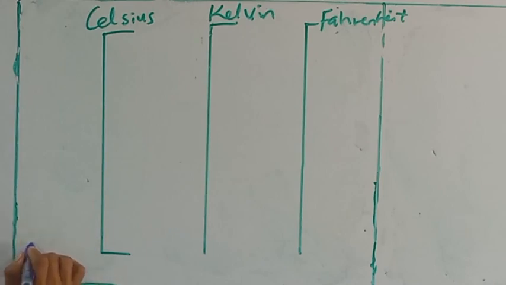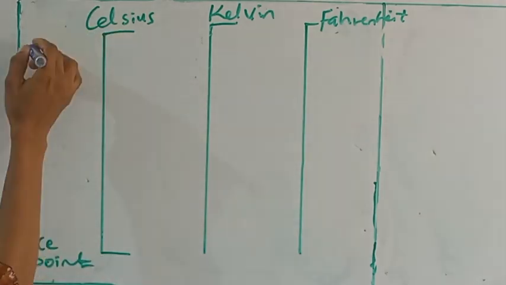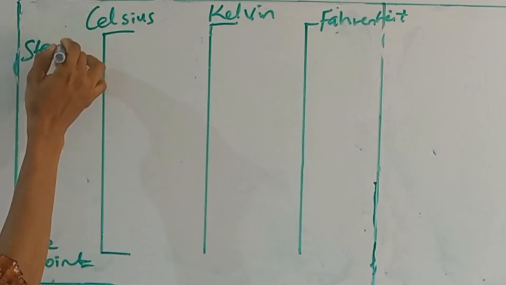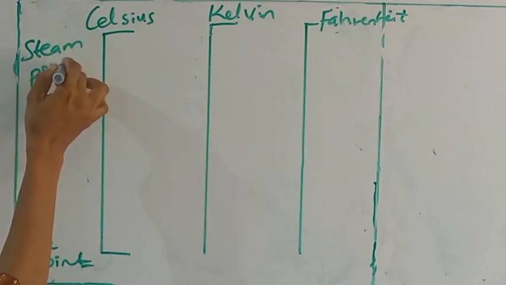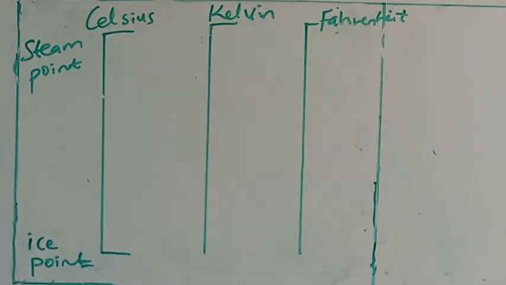This is the ice point. That's the lower fixed point. This is the upper fixed point or steam point for pure boiling water. And then the lower fixed point or ice point.